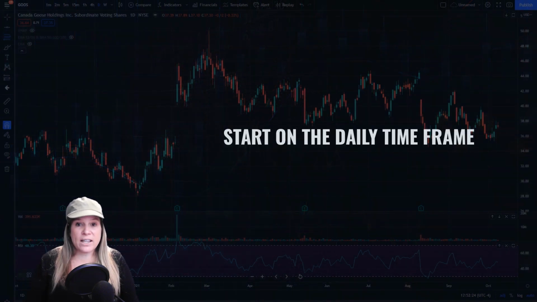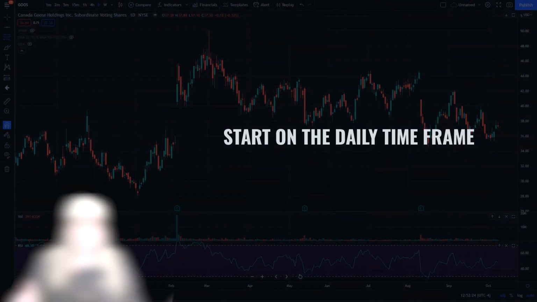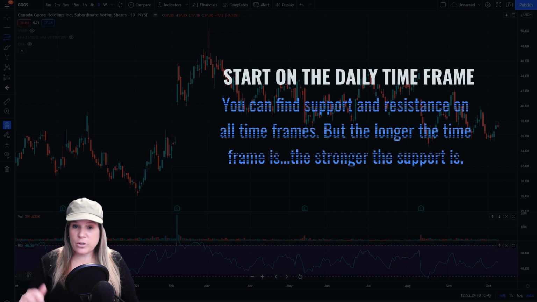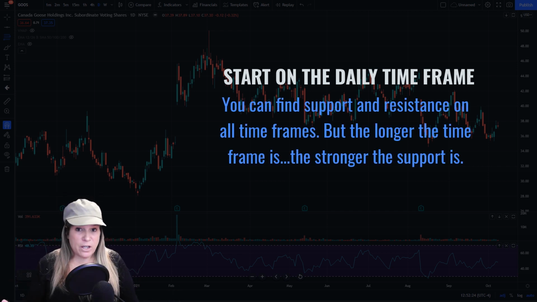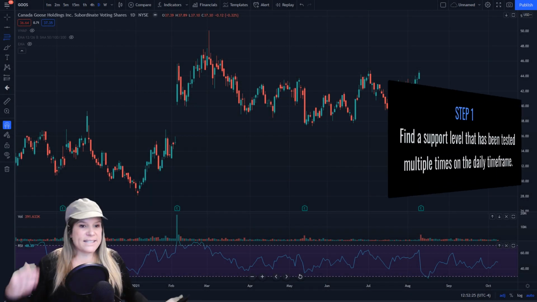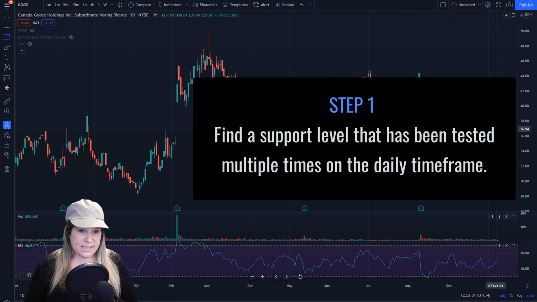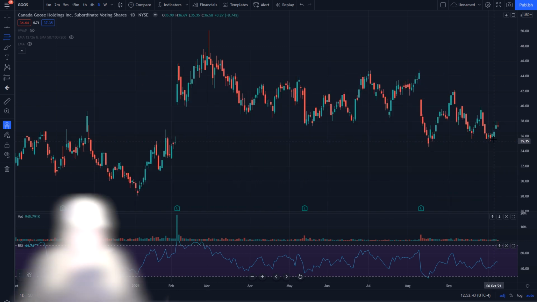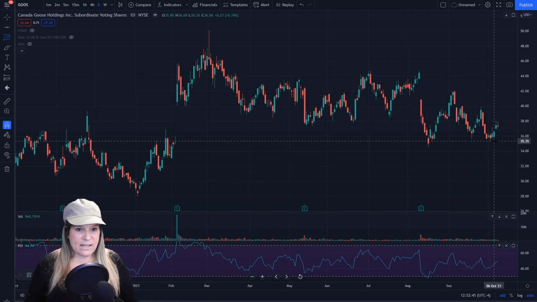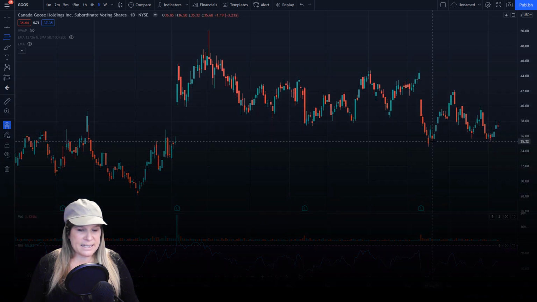Now, in order to find our strongest support levels, we are going to start at the daily time frame. You can find support and resistance on all time frames, but the longer time frames show you the strongest levels of support and resistance. So let's just look at this chart and see if any levels jump out at us. We're looking around today's price action because we want to see what's going to happen next. I have snap turned on so we can see that this 35.35, 35.40 area is sort of gathering some support.